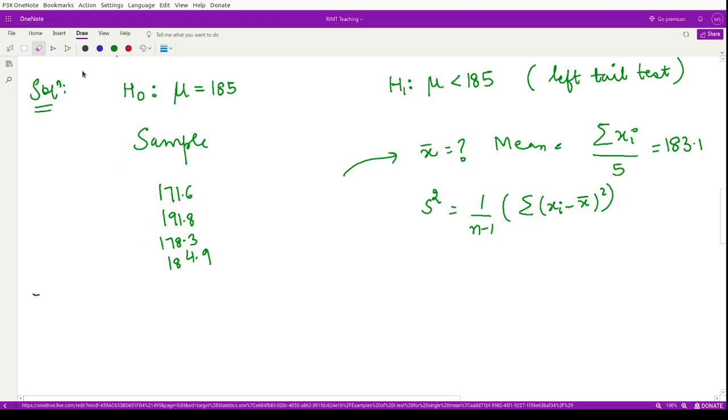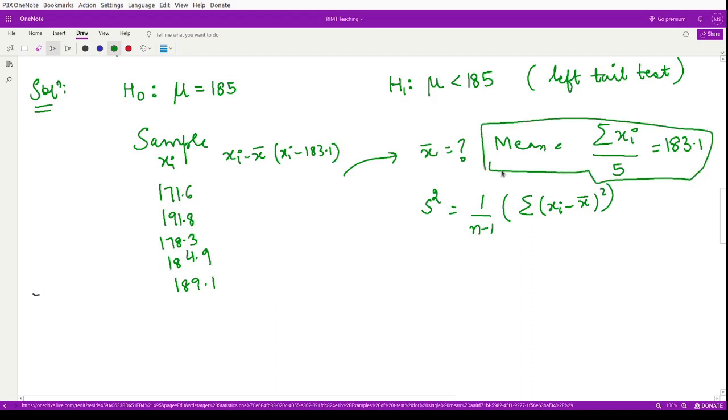So here it would be 189.1. So this is your xi. So what would be xi minus x bar? Here x bar is equal to 183.1, so it would be xi minus 183.1. We have just calculated the mean to be equal to 183.1.